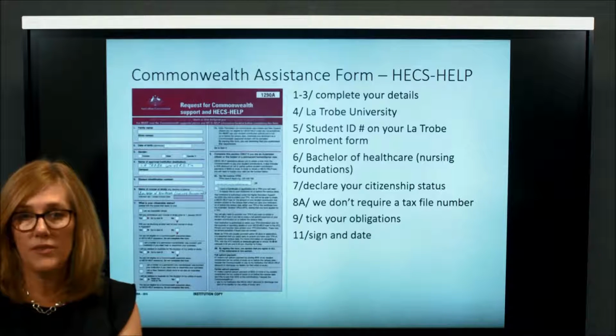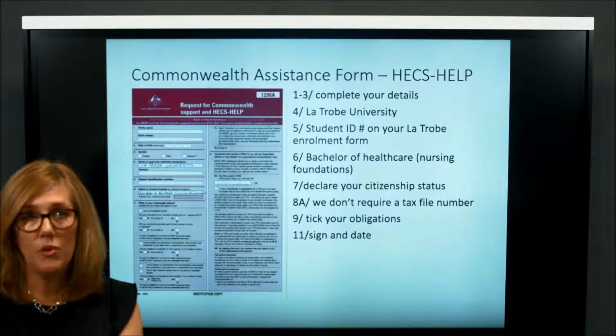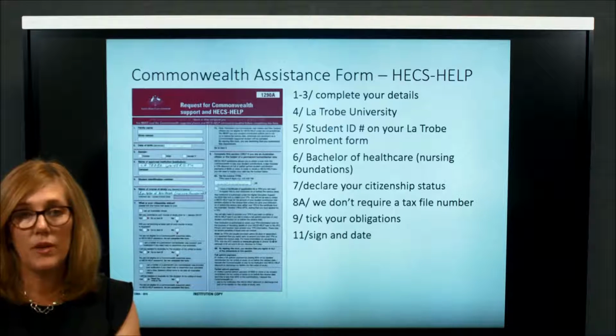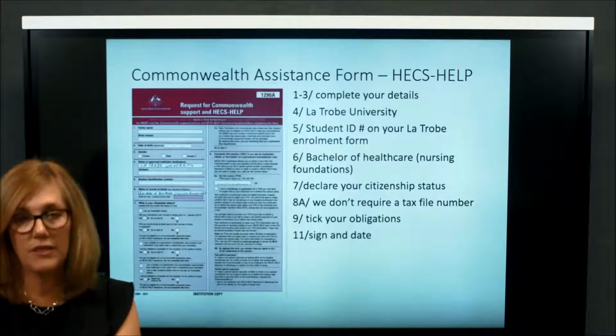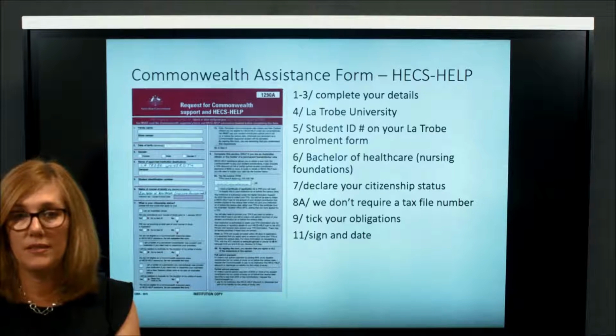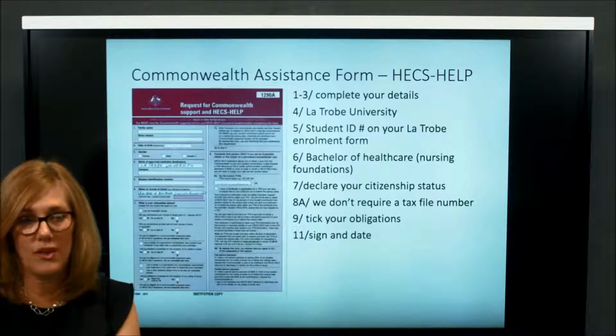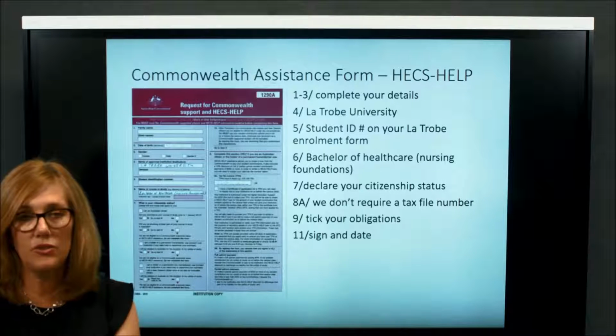The Commonwealth Assistance Form. The Commonwealth Assistance Form is something that we ask you to complete together with your enrolment for La Trobe because that is how university places are funded. We do waive the student contributions, so you do not incur extra fees, you just continue to pay your normal fees to your TAFE. So what's included on a Commonwealth Assistance Form?